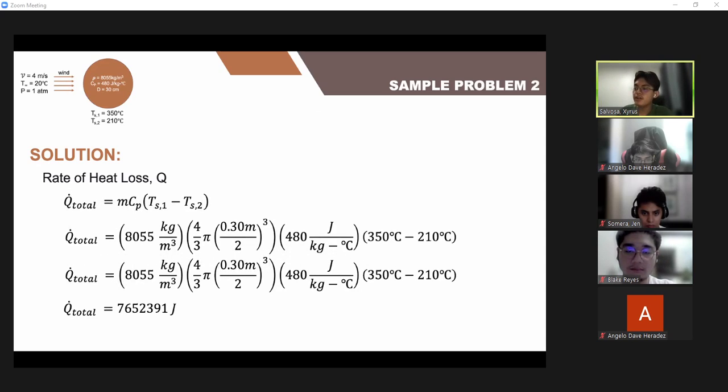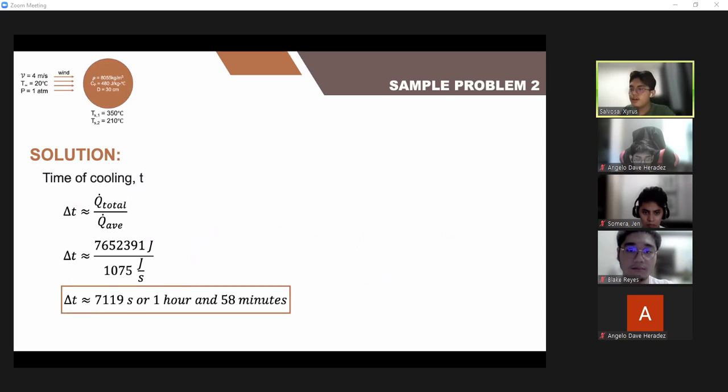Then, we solve for the total heat transferred from the spherical ball as it cools from 350 degrees Celsius to 210 degrees Celsius using the formula shown on the screen. Take note that the mass is equal to the density times the volume. Substituting the corresponding values, we get a value of 7,652,391 joules. And finally, we solve for the time of cooling by dividing the total heat transfer over the average rate. Therefore, we get a value of 7,119 seconds or 1 hour and 58 minutes for the time of cooling.